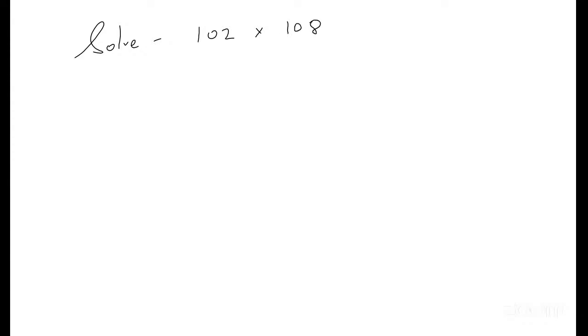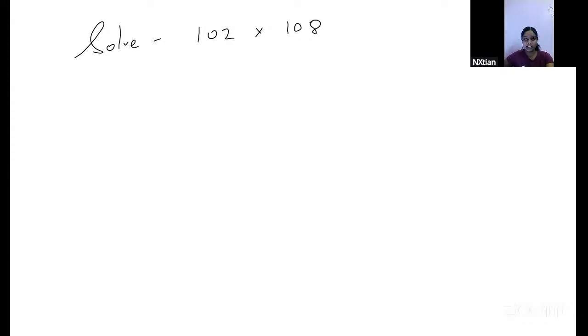108. Now, if you look at these 3-digit numbers, look at the ones place, tens place, and hundreds place. Ones place, 2 and 8. Sum is 10, right? And the leftmost number, the hundreds place, this time is 1 and 1. Same thing. So we can repeat the process.